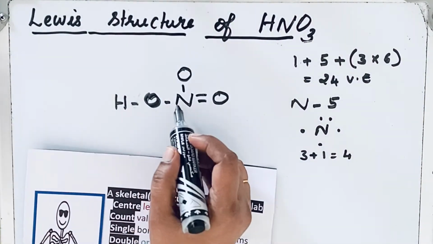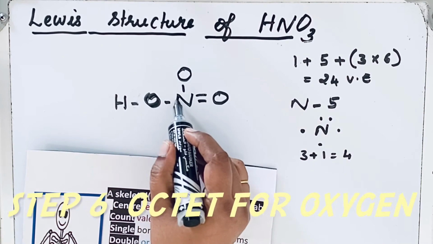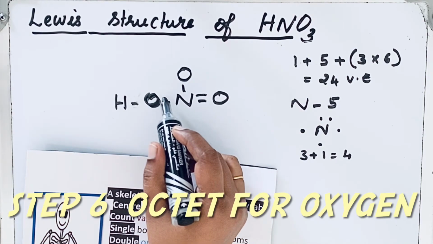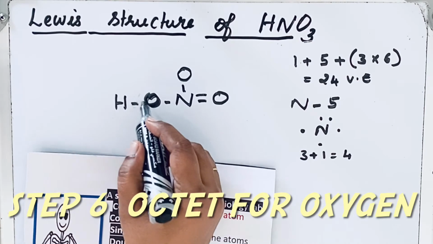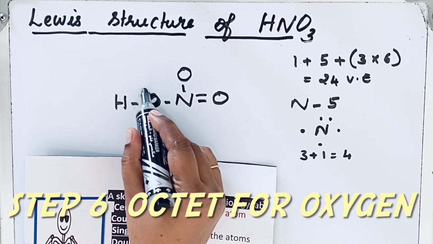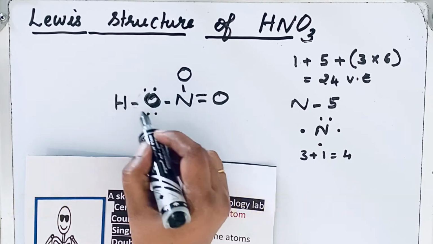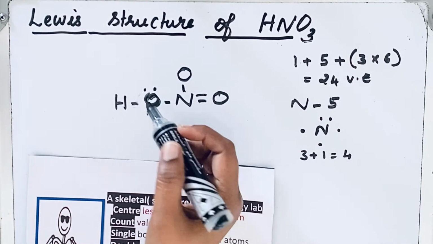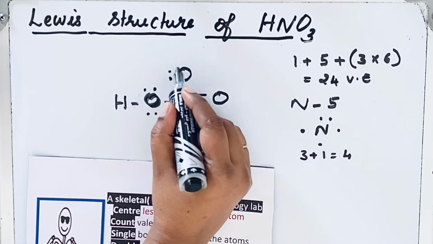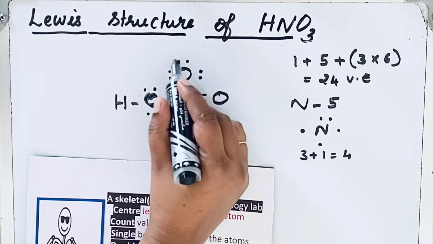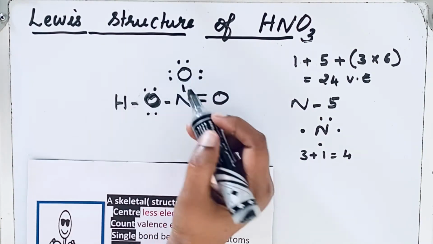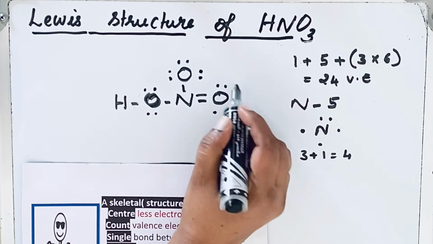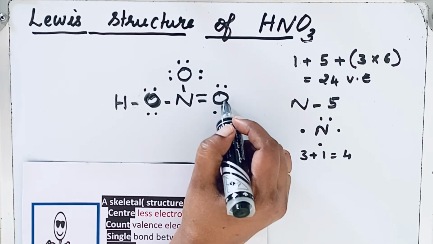Now, octet for the highly electronegative atoms. Before that, nitrogen's octet configuration is completed, because 2, 4, 6, 8. Now we are going to give the octet for the highly electronegative atoms, here oxygen. So 2, 4, then 6, 8. So for this oxygen the octet configuration, that means 8 electrons, is over. Now come to this oxygen: 2, 4, 6, 8. So the octet configuration for this oxygen is also over. Now come here, the double bond: 4 electrons, so 6, 8. So the octet configuration for this oxygen is also over.